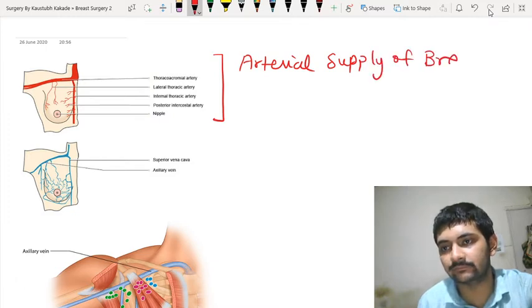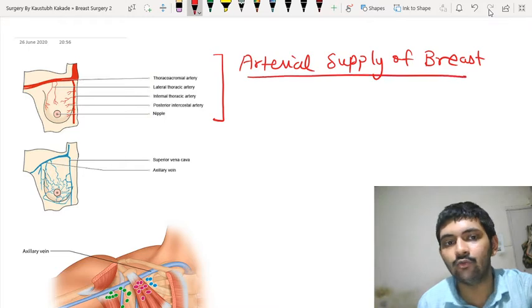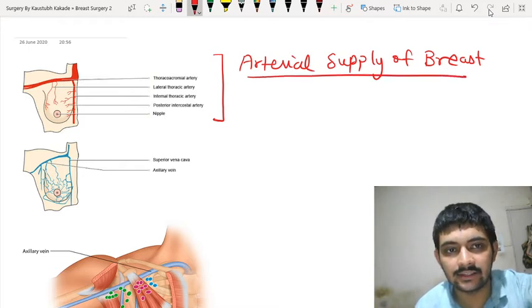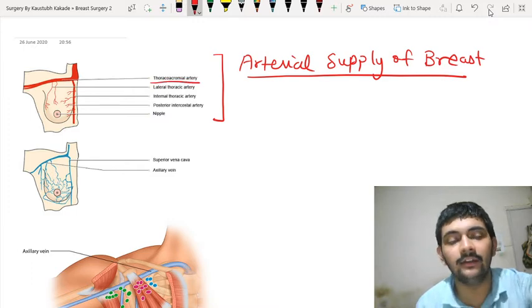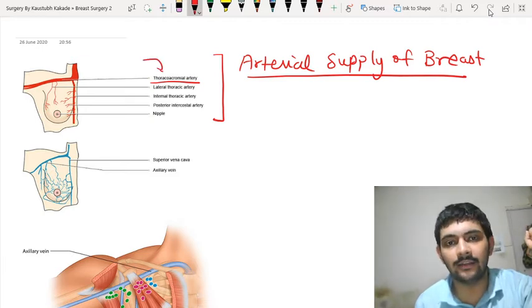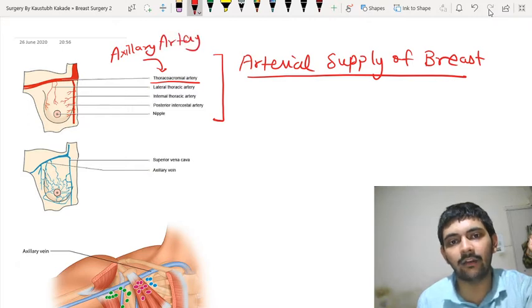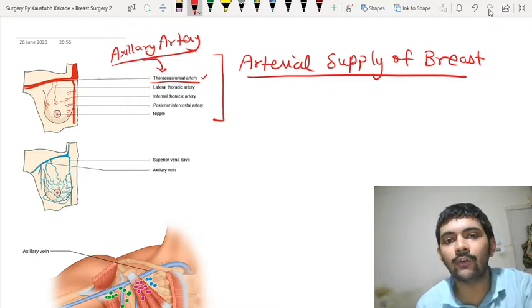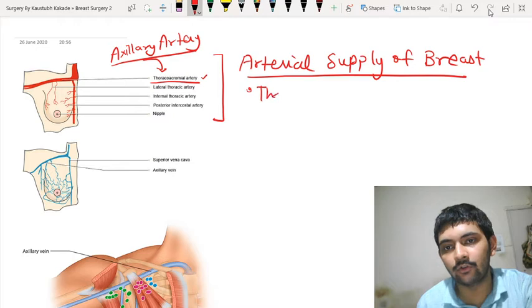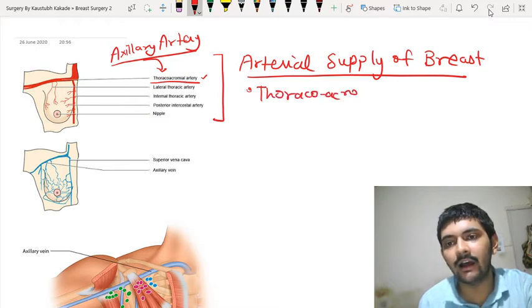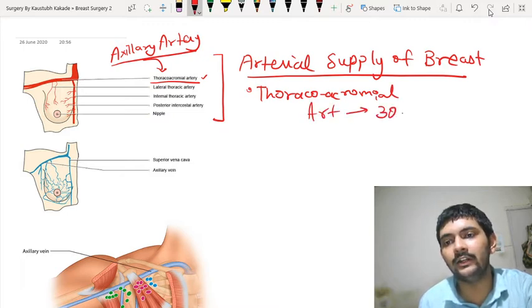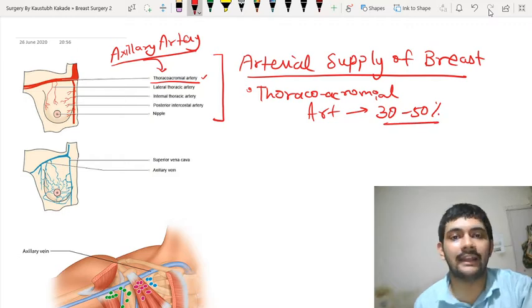Now you can see this is the thoracoacromial artery. The thoracoacromial artery is coming from the axillary artery. The branches of the thoracoacromial artery give the major supply, approximately 30 to 50% of the blood supply to the breast.